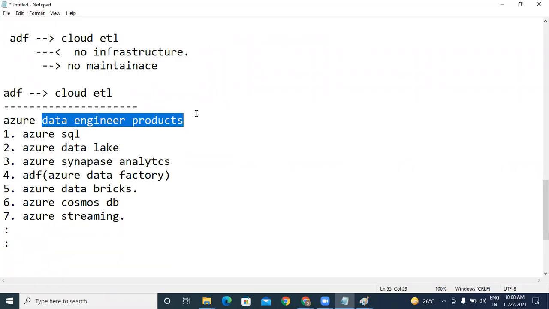Actually, I have one doubt: for learning this ADF, is the prerequisite SQL, right? So basically SQL is required because ADF, yes, sir. Because here already, please come back to this picture.